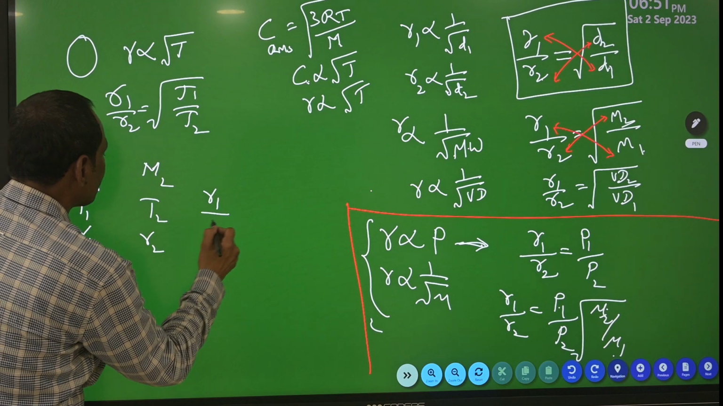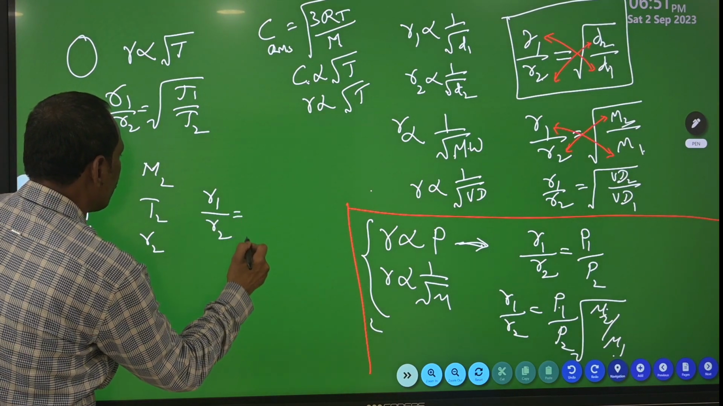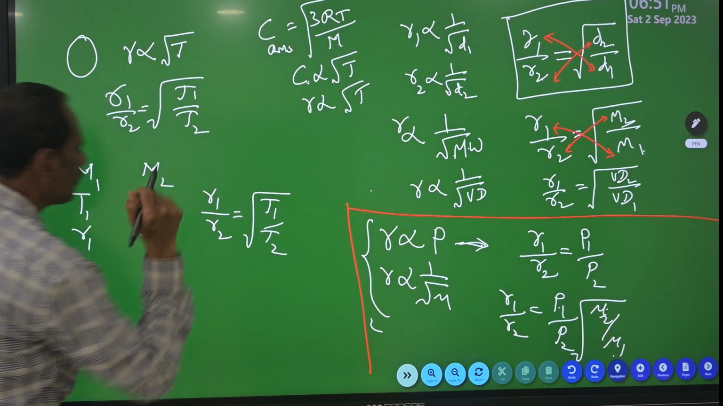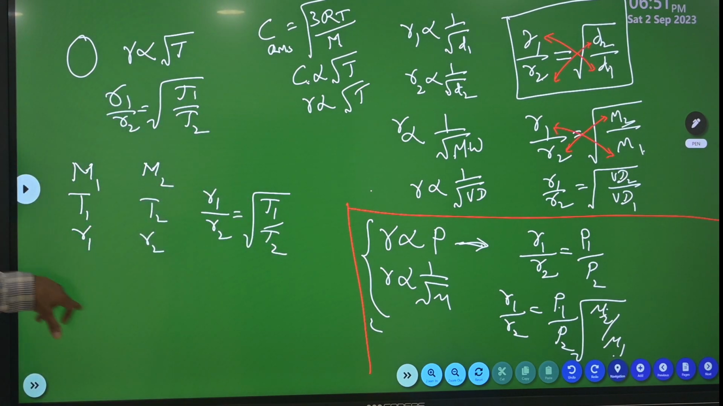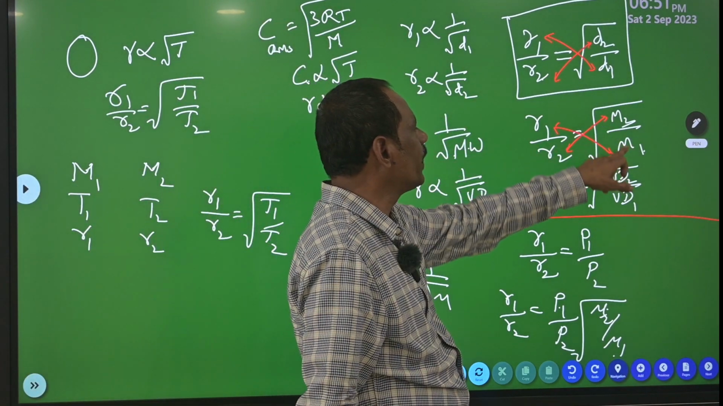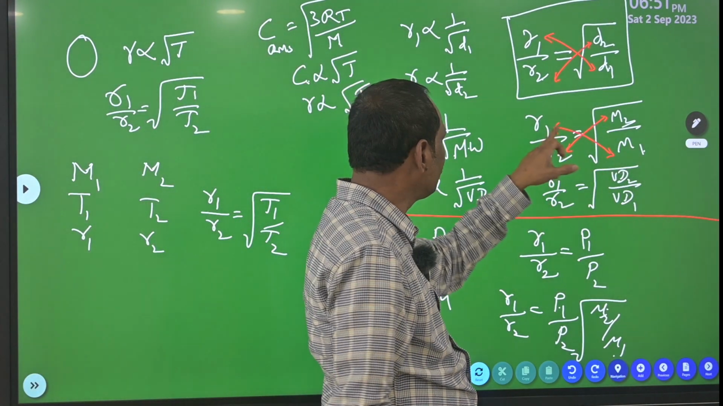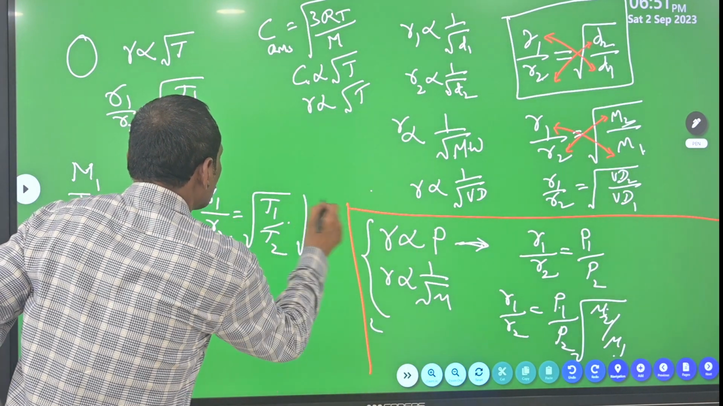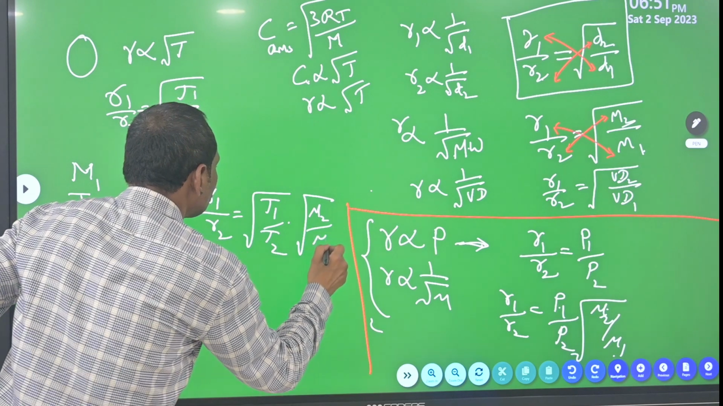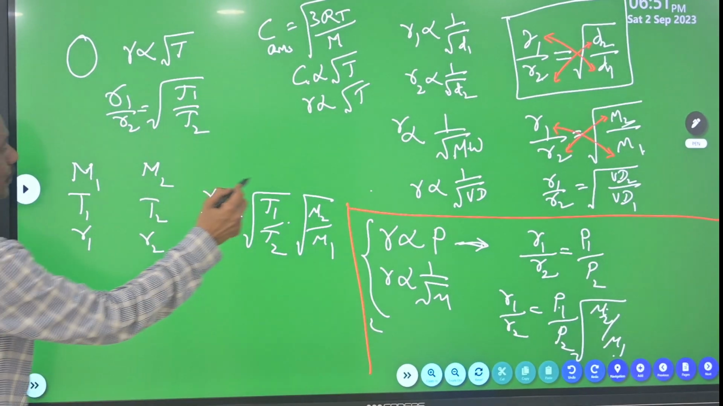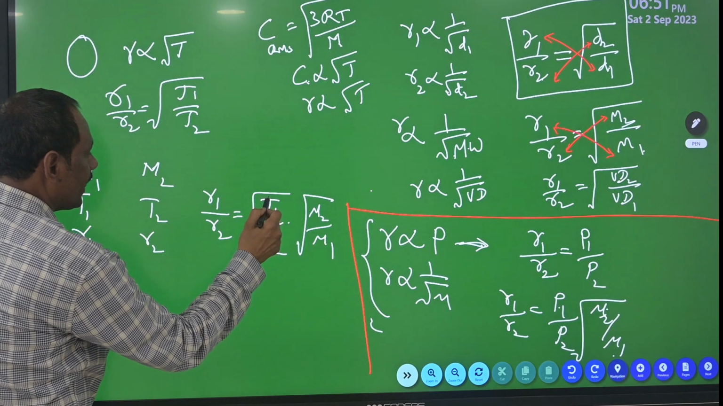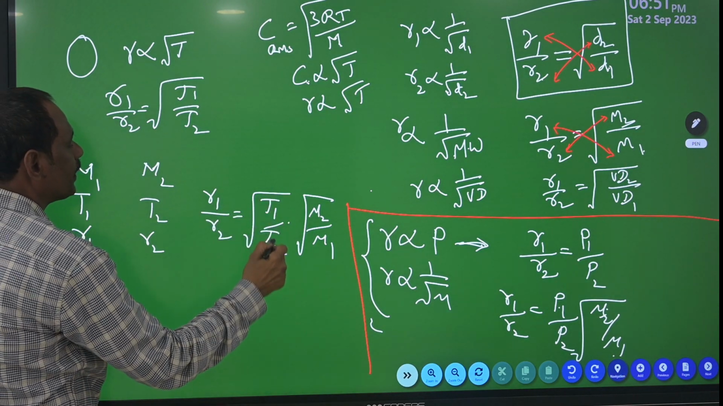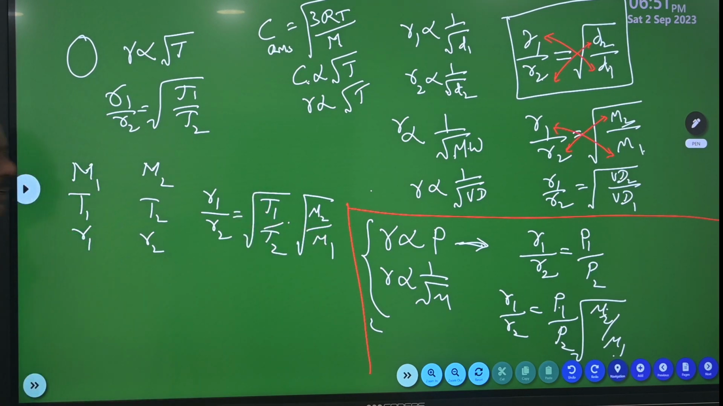We know that R1 by R2 is equal to root of T1 by T2 as per the above one, and R1 by R2 is equal to root of M2 by M1. Therefore, when two different gases are taken at two different temperatures, R1 by R2 is equal to root of T1 by T2 into root of M2 by M1.